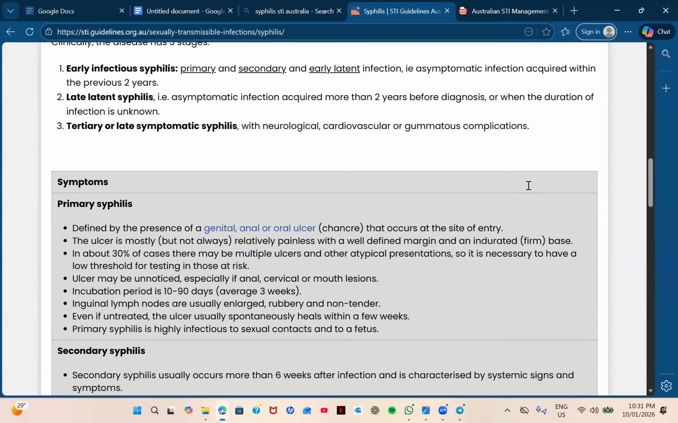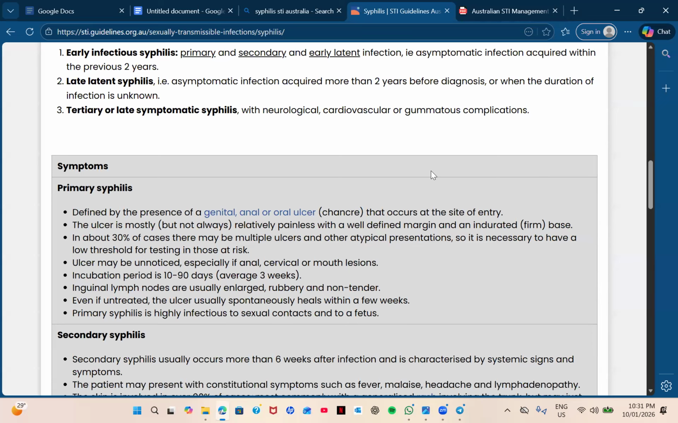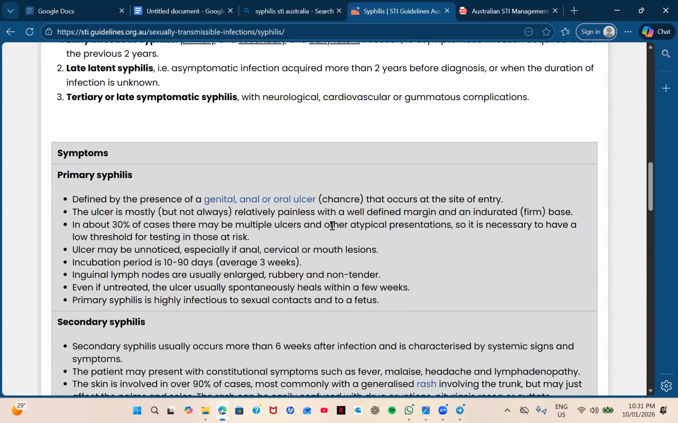So let's discuss primary syphilis a little bit. What is the most common feature in primary syphilis? It is chancre, right? Chancre. In primary syphilis, there is presence of genital, anal, or oral ulcers, which we call chancre, that occur at the site of entry. Please remember, I'll show the chancre, okay?